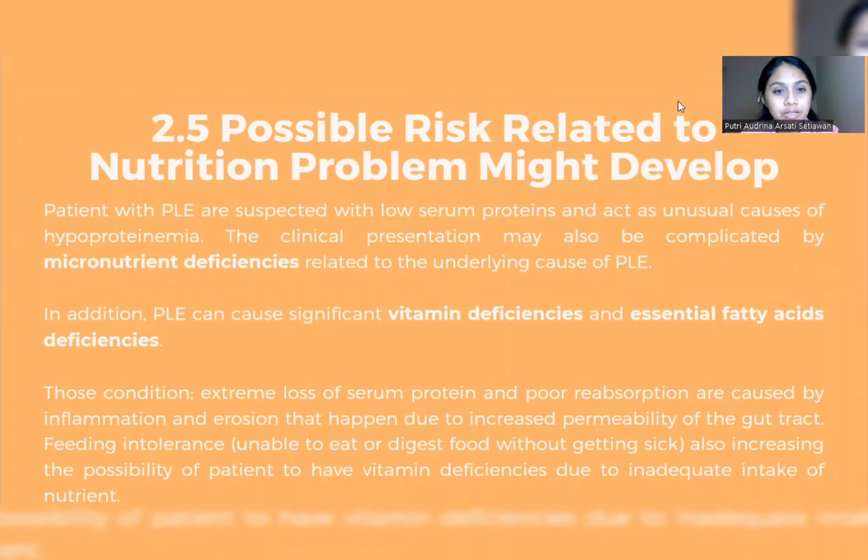Now I will explain about the possible risks related to nutrition problems that may develop. PLE, or protein-losing enteropathy, is a condition that refers to protein loss that occurs through the gastrointestinal tract. Patients with PLE are suspected with low serum proteins, and it acts as an unusual cause of hypoproteinemia. This clinical presentation may also be complicated by micronutrient deficiencies.